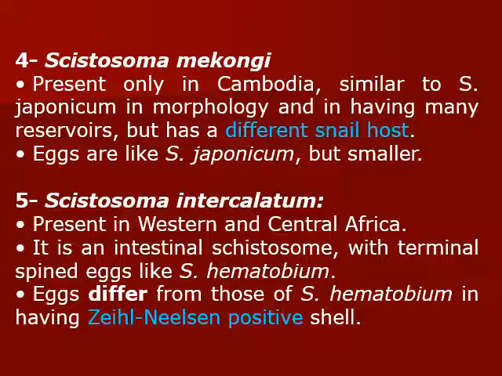The eggs have a terminal spine. The eggs differ from those of Schistosoma hematobium in having a Ziehl-Neelsen positive shell. This is the differentiation between Schistosoma hematobium and Schistosoma intercalatum, that we can stain the eggs with Ziehl-Neelsen and we find that they are acid fast.